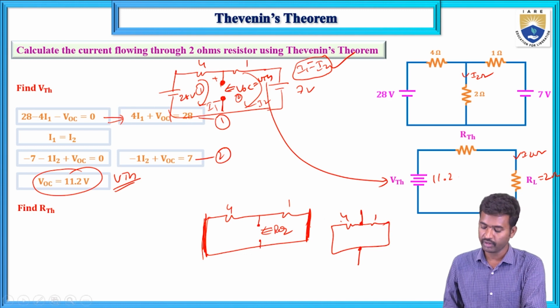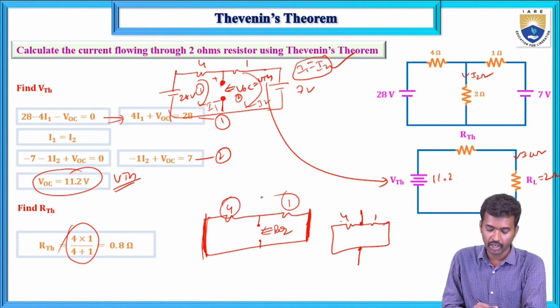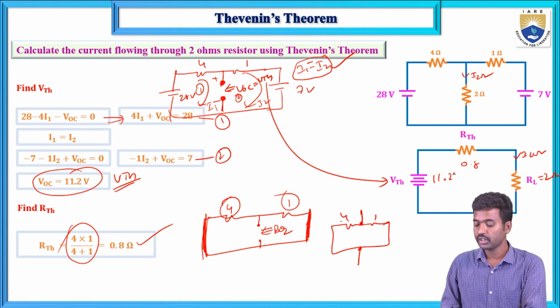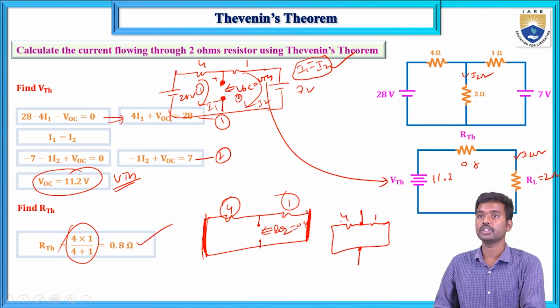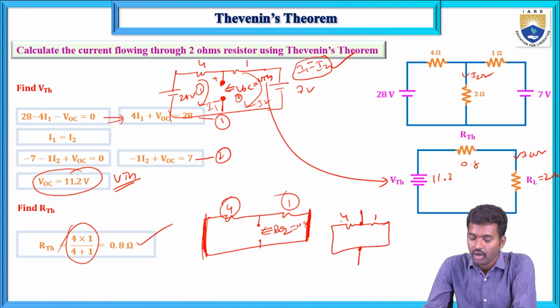So 4 into 1 divided by 4 plus 1. These two, 4 and 1, are connected in parallel. That equals 0.8. So now we have Thevenin's voltage, and this R equivalent equals 0.8, that is RTH.